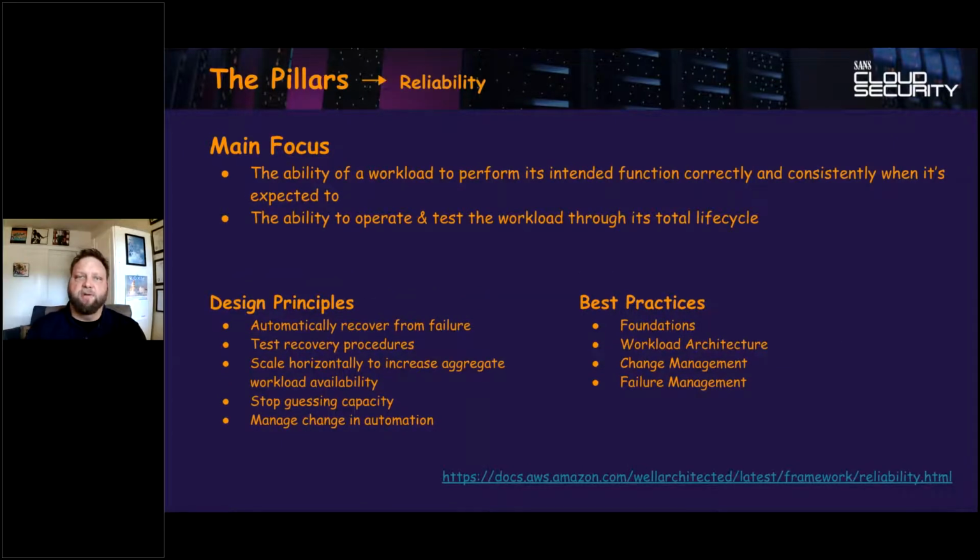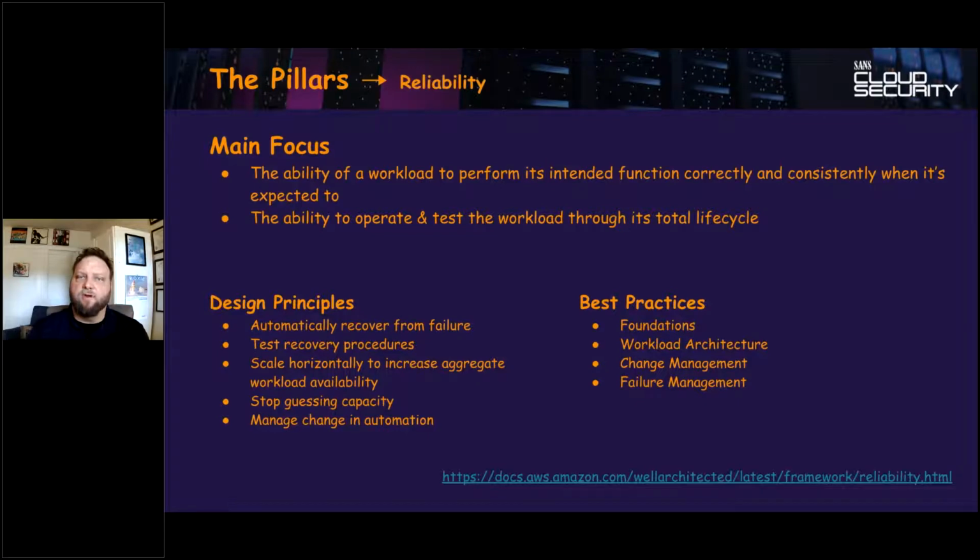Up next, we have the reliability pillar. And this encompasses the ability of a workload to perform its intended function correctly and consistently when it's expected to. This includes the ability to operate and test the workload through its total life cycle. So not just development saying, hey, we built it, operations, you deploy it when you get around to it. That's not what we're talking about here. Or even after it's deployed, we need to be able to maintain it throughout its entire life cycle in production and as we go. It needs to be a reliable system.